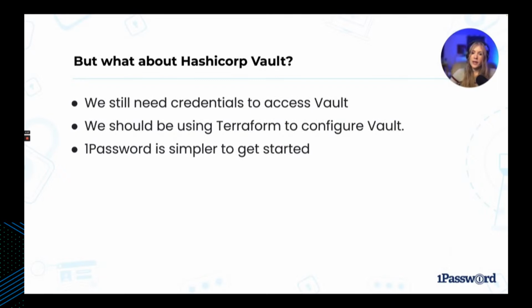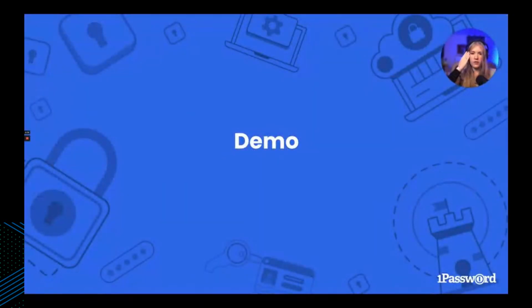So since we are at HashiTalks, you're probably wondering, why not use Vault for this? Vault uses secret references as well, but we have a bit of a chicken and the egg problem here. Where do we store the credentials we need to access Vault? And furthermore, we already know about the benefits of writing infrastructure as code, so shouldn't we be configuring Vault using Terraform as well? So I'm going to go ahead now and give you all a demo of how this will work in practice.